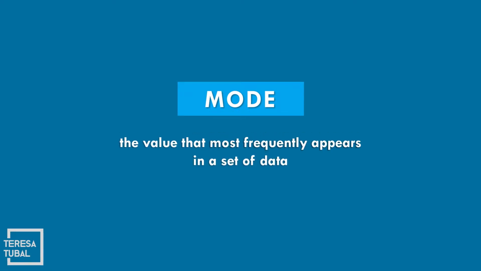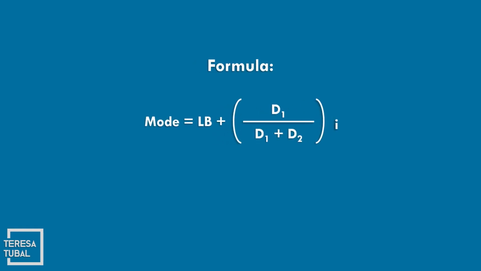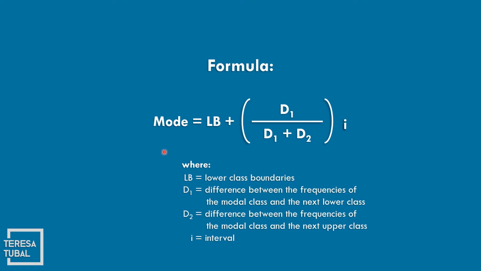What is mode? Mode is the value that most frequently appears in a set of data. The formula for the mode of grouped data: mode is equal to LB, the lower class boundary, plus the quantity d sub 1, the difference between the frequency of the modal class and the next lower class, while d sub 2, all over d sub 1 plus d sub 2. The d sub 2 is the difference between the frequencies of the modal class and the next upper class. And then i, that is the interval.